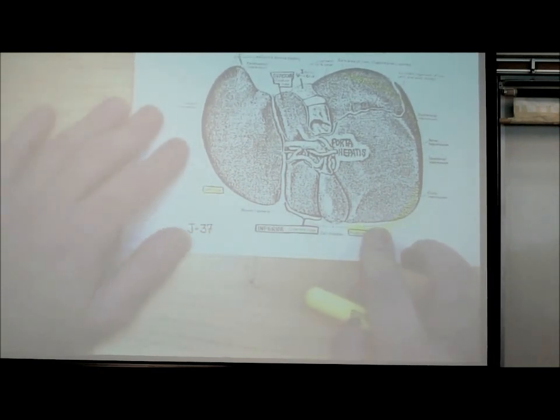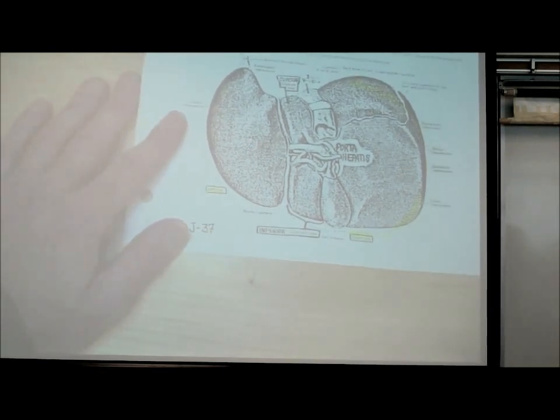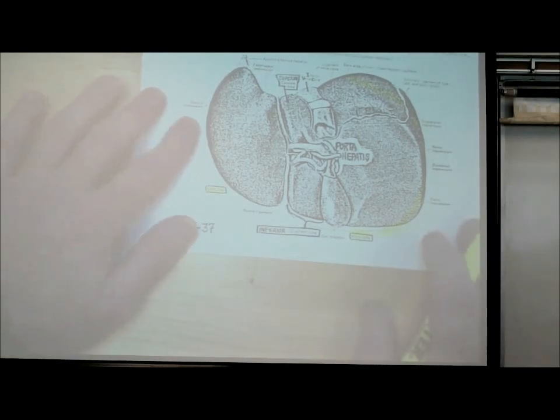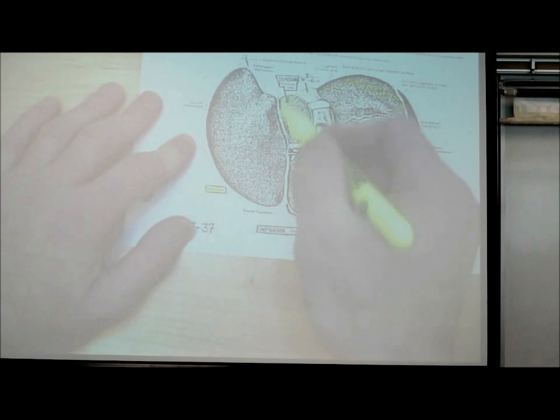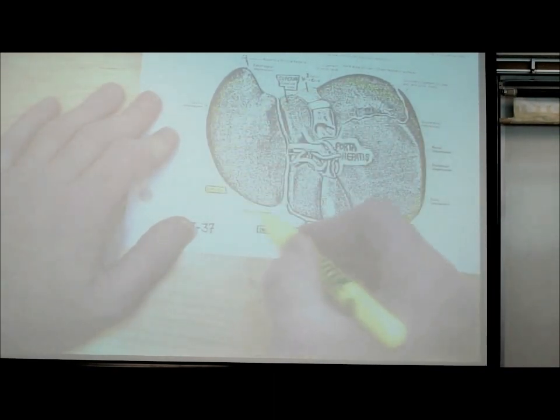All right? Now, this is a view from the back side of the liver, and it's not only the back side, but it's the underside. So it's postero-inferior. Postero-inferior is technically the anatomic term. So look, we see this really large right lobe. We see this smaller left lobe.